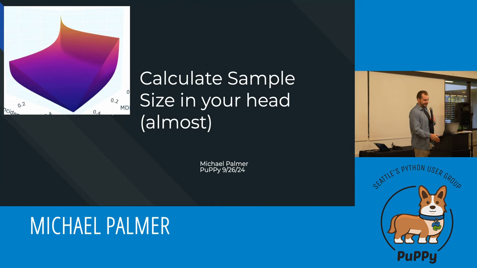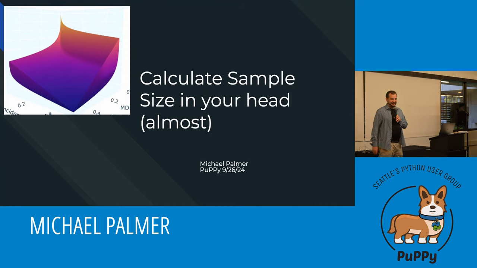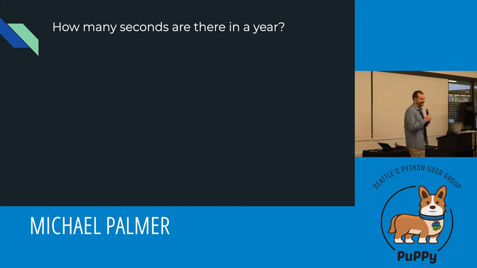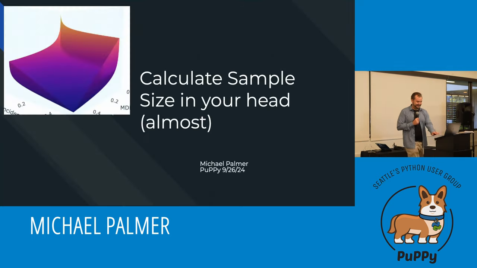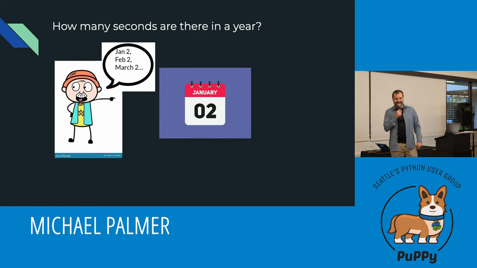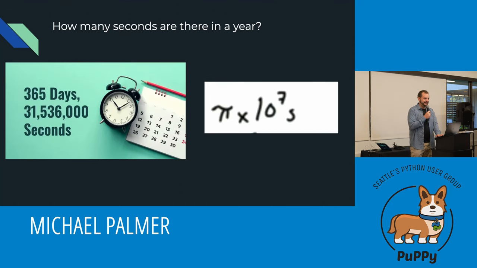So, first of all, does anyone like dad jokes? Yes. Okay, great. So, I'm going to give you a granddad joke, so it's twice as good. Does anyone know how many seconds there are in a year? 5,000. So, it's 12. January 2nd, February 2nd, March 2nd. Does anyone know the real answer? I learned this from a physics professor. It's pi times 10 to the 7, approximately. So anyway, keep this in mind, this theme of remembering some trick to do something.